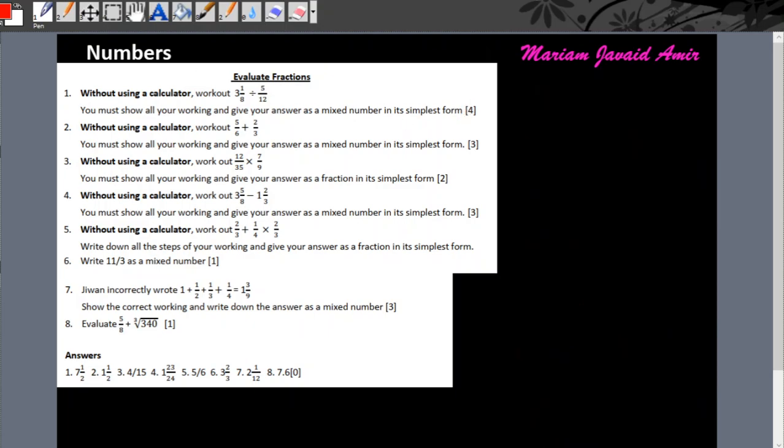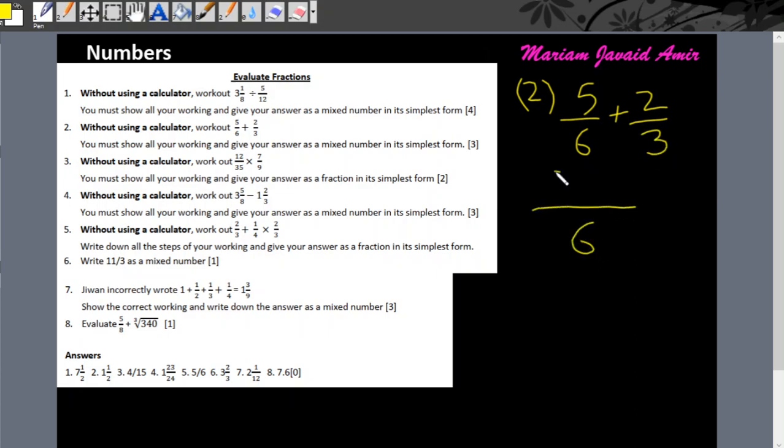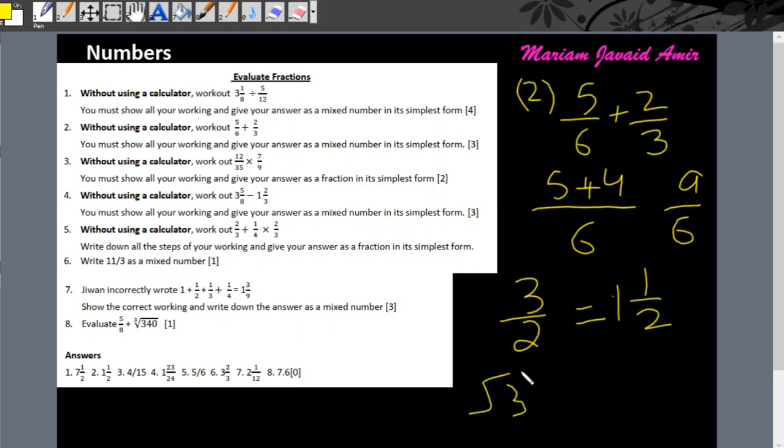Okay, question 2, which is: without using a calculator, work out this fraction. So add 5 over 6 plus 2 over 3. Take LCM and that will be 6, this is 5, this becomes 4, so this is 9 over 6. Cancel it, we get 3 by 2, and again this becomes 1.5. Let me just quickly show you. 2 ones are 2, and then 1 is the remainder, so give everything a clockwise shift. 1 comes over here, 2 here, and 1 over here, so we get 1 and a half.